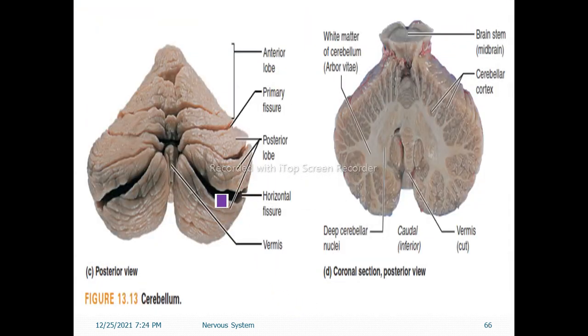This is the horizontal fissure. This is the primary fissure. This one is the vermis. This is the posterior view. This is also the posterior view. In this area there are deep cerebellar nuclei. This one is arbor vitae, the white matter of the cerebellum. This is the cerebral cortex. The outer one is the cortex. The inner white one is the medulla.